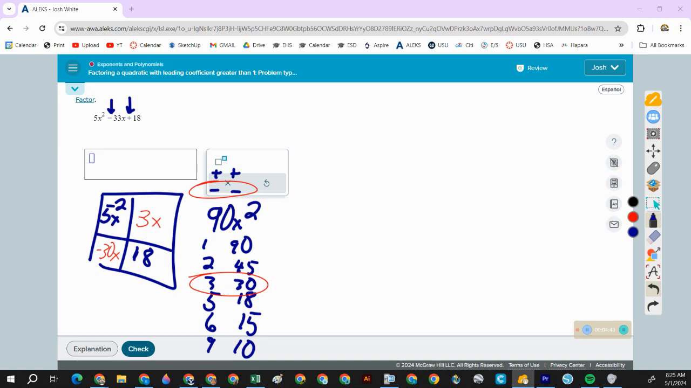What does the top row share? An x. If I pull an x out of the top row, I'm left with 5x plus 3. And if I pull a 5x out of the first column, I'm left with -6. And then double check. Is -6 times 3 equal to 18? Oh, nope, it's not, because this should be a minus 3. So is negative 6 times negative 3 18? Yeah. So my factors are 5x minus 3 and x minus 6.